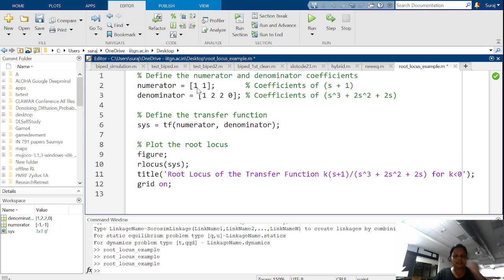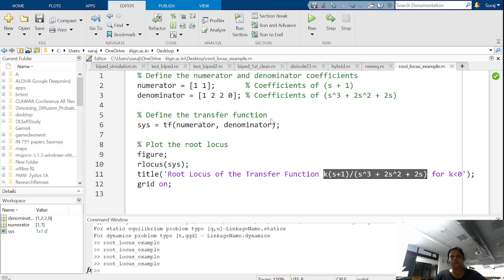So in the last class we had this question. The numerator was this, a transfer function, right? The coefficient of s was 1, and the coefficient of s to the power 0 was 1, and similarly for the denominator. And then we had seen the root locus. In our case now, the transfer function is everything the same, the only thing is that we are saying that k is less than 0.